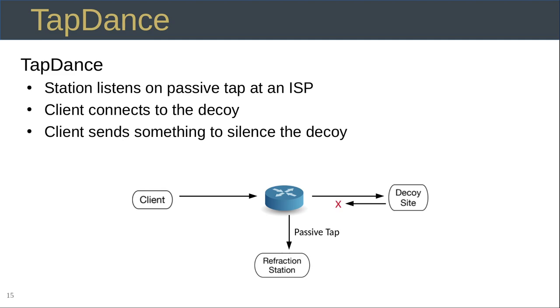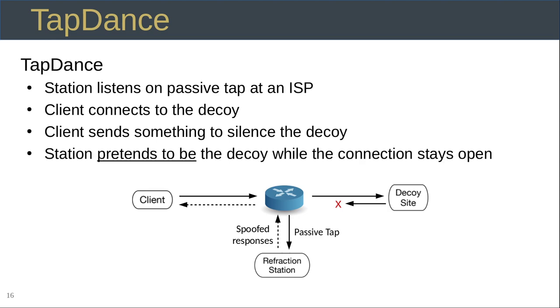So the client then sends something to prevent the decoy from responding. In our case, this is a TLS session where the client sends an incomplete HTTPS request. The decoy site is going to wait and wait for the completion of that request. And in the meantime, the client can keep sending data and the refraction station can ferry traffic to the covert site that the client wants to access and spoof responses as though they're coming from the decoy site.